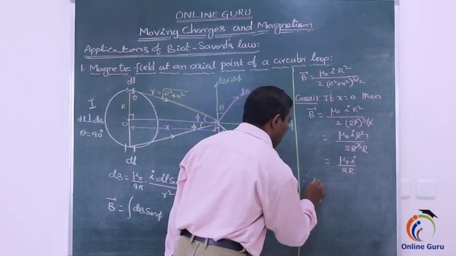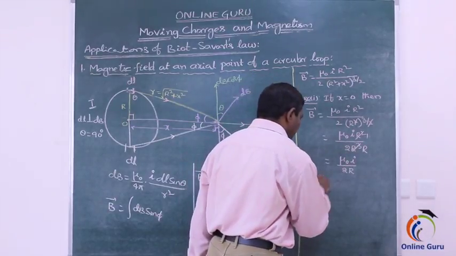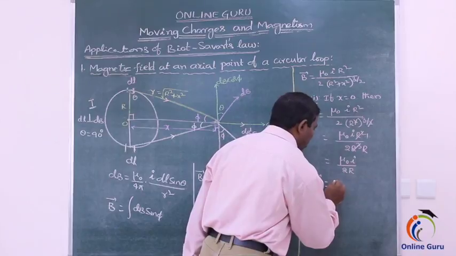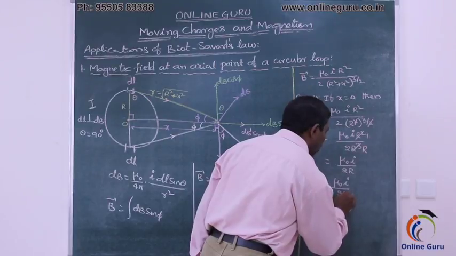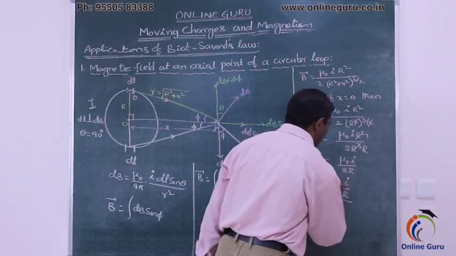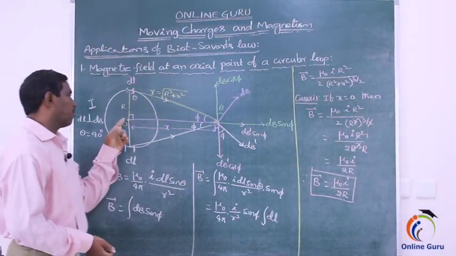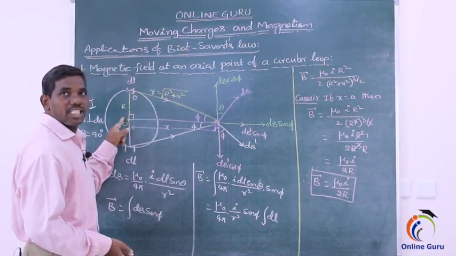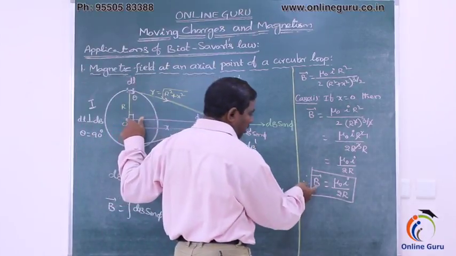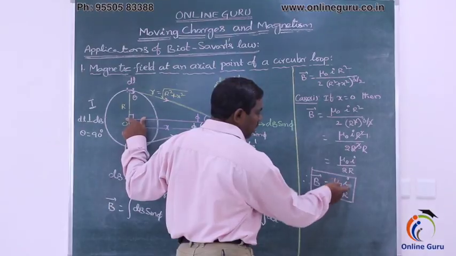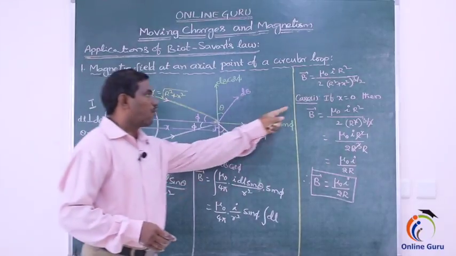Therefore, the net magnetic induction at the center of a circular loop, B bar, is equal to mu naught I by 2R. This is the formula, or mathematical relation, for the net magnetic induction by the circular loop at its center: B bar is equal to mu naught I by 2R. This is the first case.